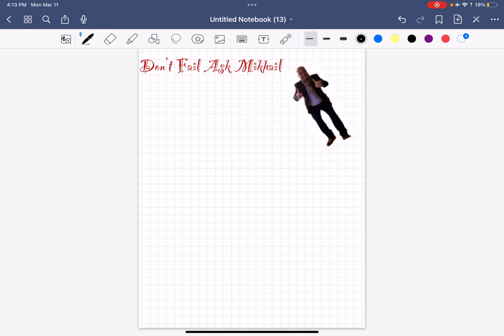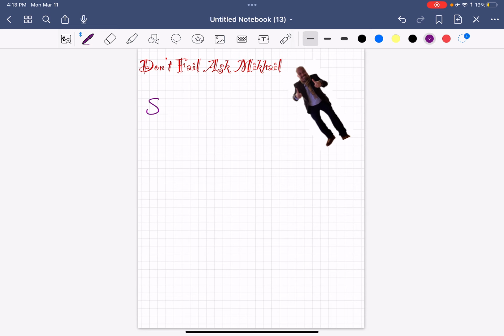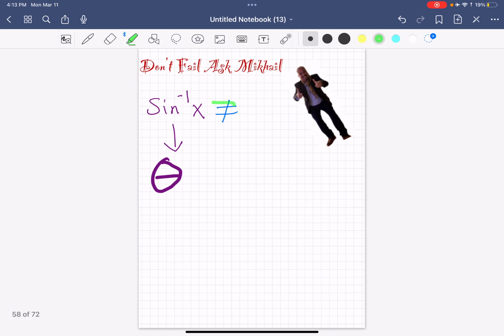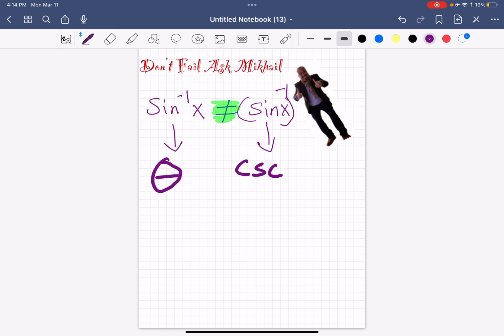Something very important you have to be aware of. When you see sine negative 1 of x, that means I'm looking for the angle theta, the missing angle. And this is not the same. Extremely important. It's not the same as what? As sine x to the negative 1. Because sine x to the negative 1 will equal the cosecant. So these are not the same.